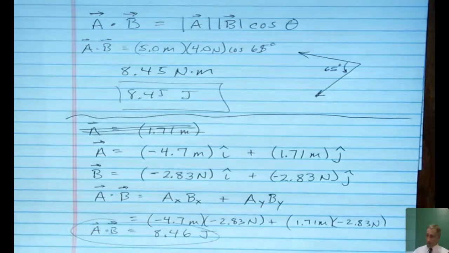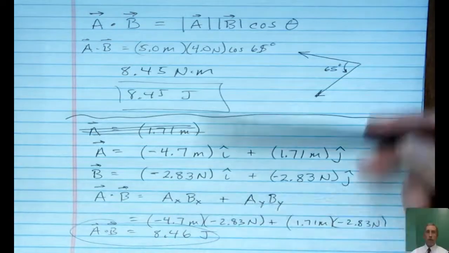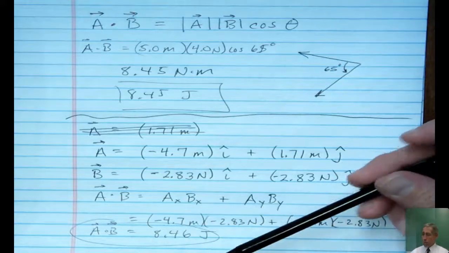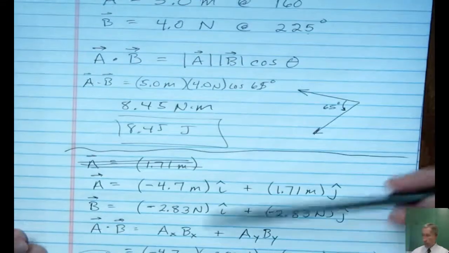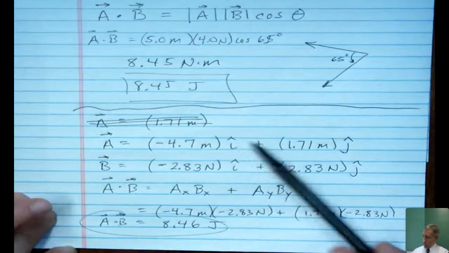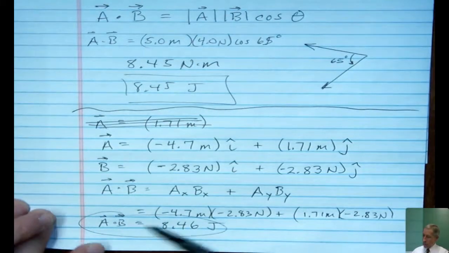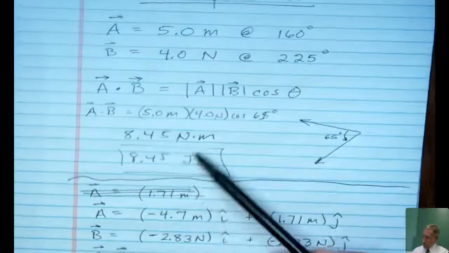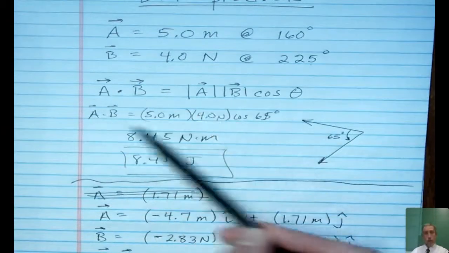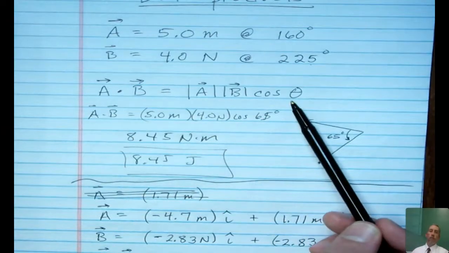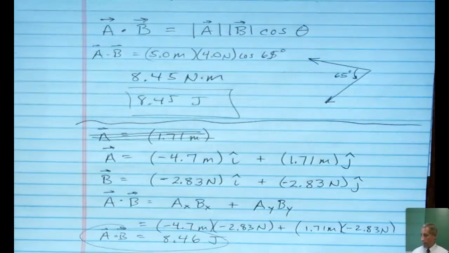Sometimes you have to use both of these together because they'll ask you for the angle. So if you don't know the angle, now you could figure it out, but a quick way is to, if you have the components, figure out what the dot product is, and then take that dot product and put it back up into here and solve for the angle. So I think you might see a problem like that occasionally.